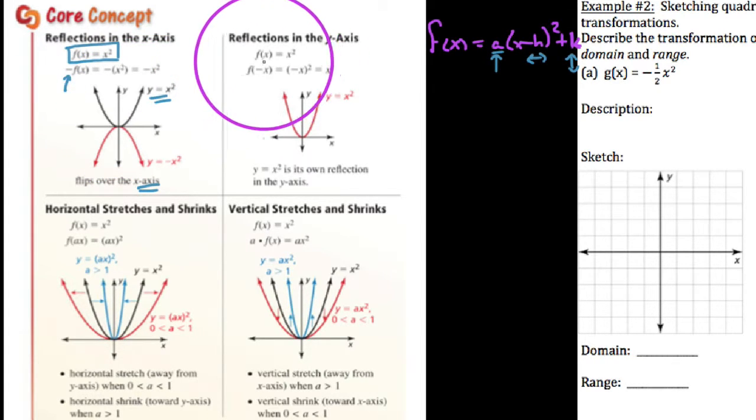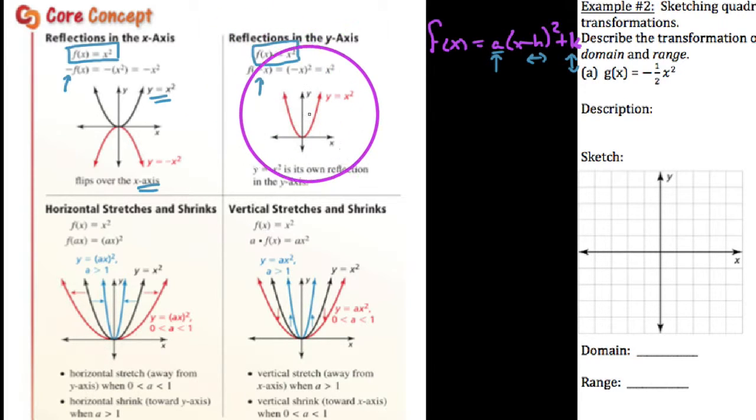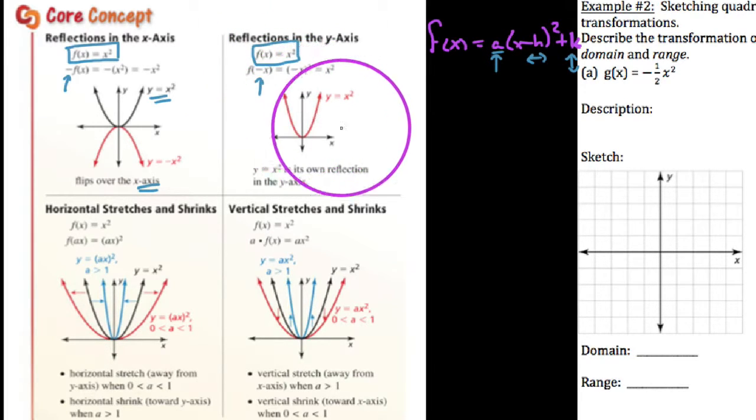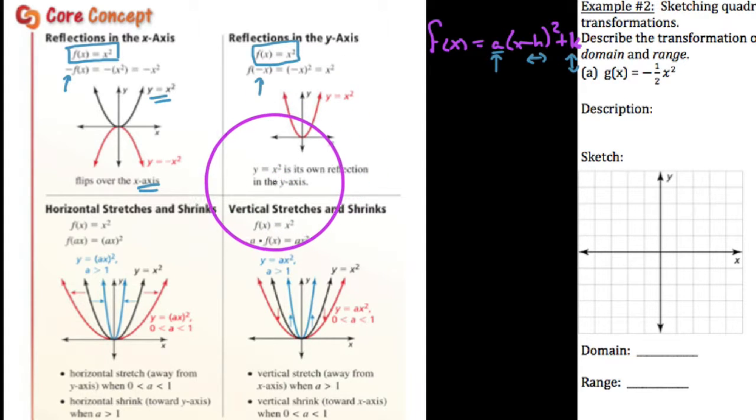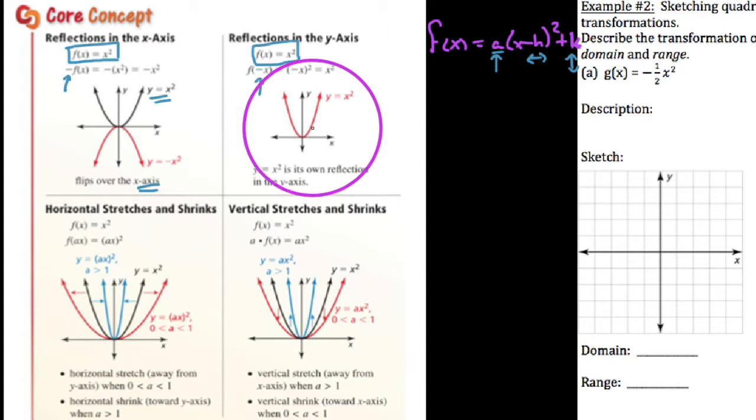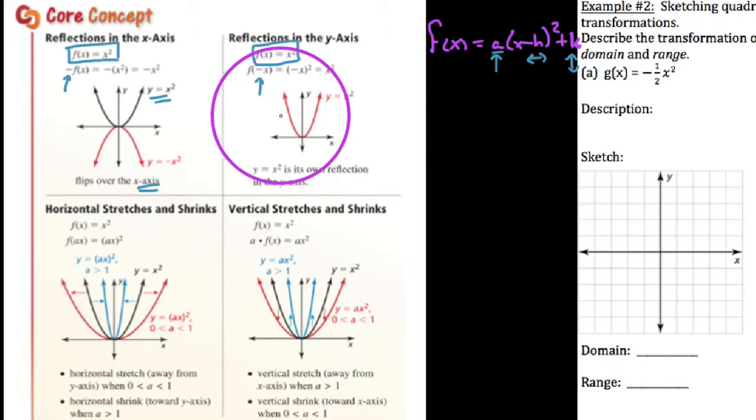And if over here we were to look at this and say, given some f of x equals x squared, if you were to make all the x values negative, it actually would reflect over the y-axis, which I think is important to note. Y equals x squared is its own reflection in the y-axis. It would reflect onto itself, given that parent function, if you were to reflect it over the y-axis.